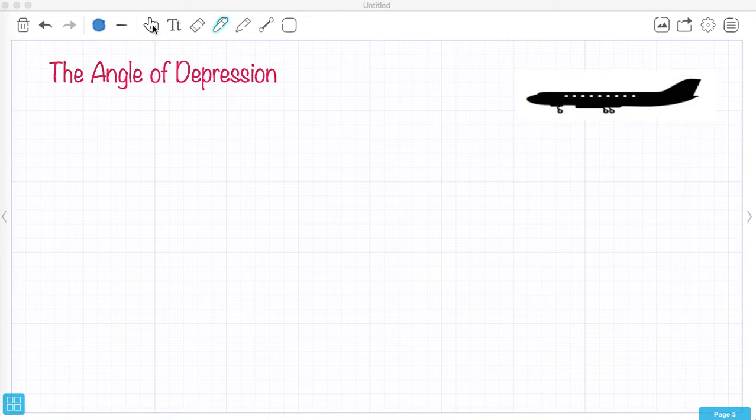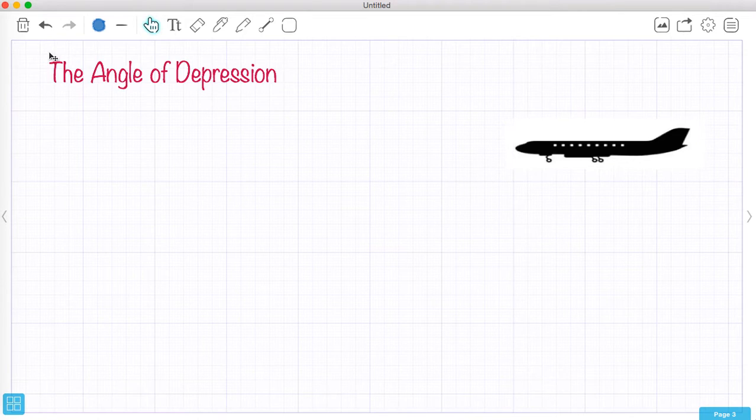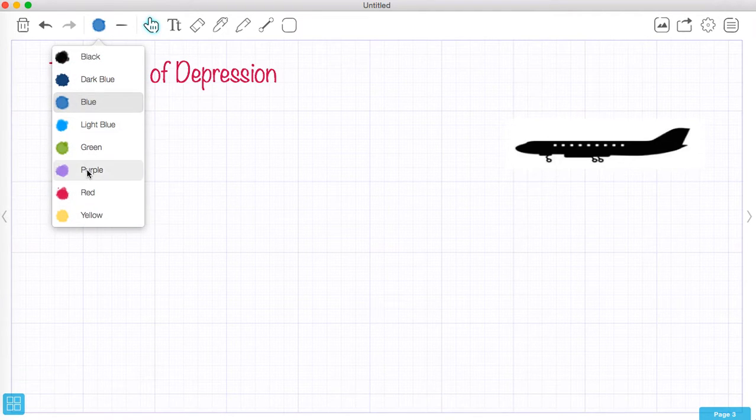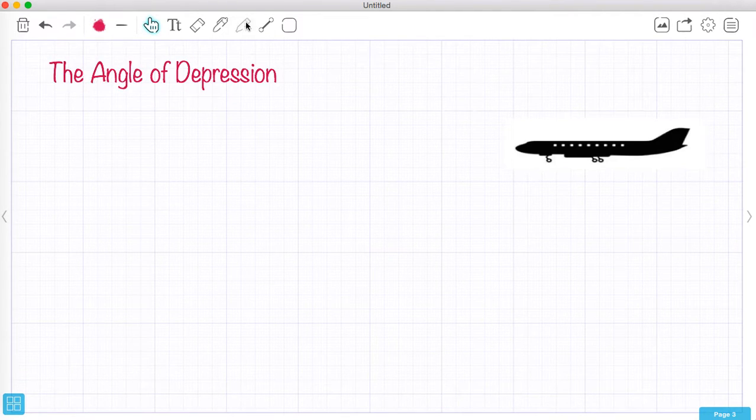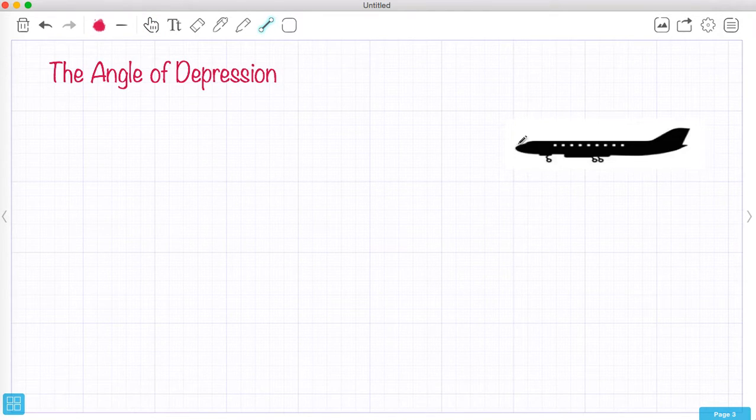Done angles of elevation. Now we're going to do angles of depression. Depression means to look down, and this is usually when you're above something and you're looking down. So for my angle of depression, I've got a plane here because a plane is usually in the sky. And again, I'm going to have a line that goes out from the horizontal. So it goes out from the plane all the way along at horizontal. That needs to be in there first.